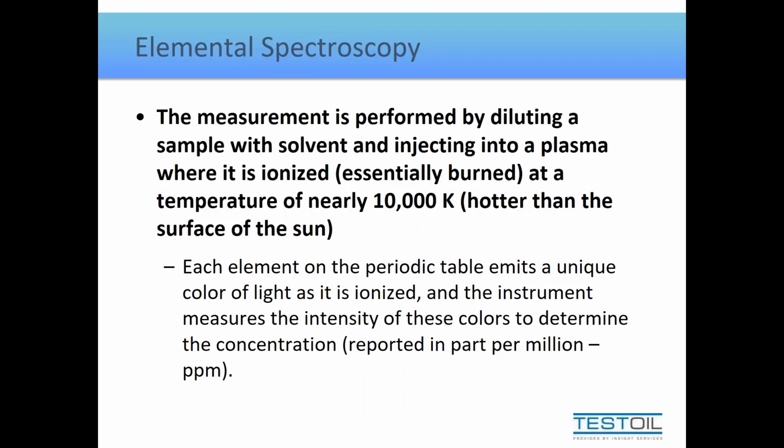Now, this test is reported in parts per million, and I try and urge people to understand what a part per million is. So my simple analogy is it's more than just thinking of it as 1 in a million. To really picture what 1 in a million looks like, think of it this way.